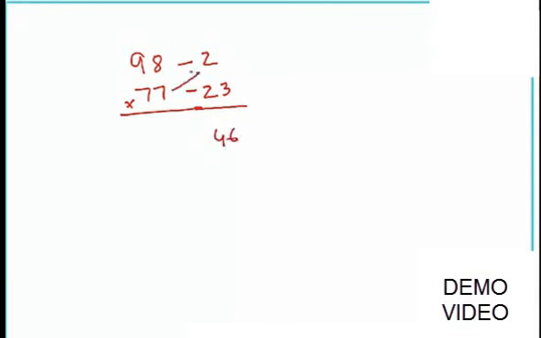Let's take one more example. 98 into 77. So it's minus 2 from 100 and it is minus 23 from 100. So 23 into 2 is 46, and 77 minus 2 will give us 75.